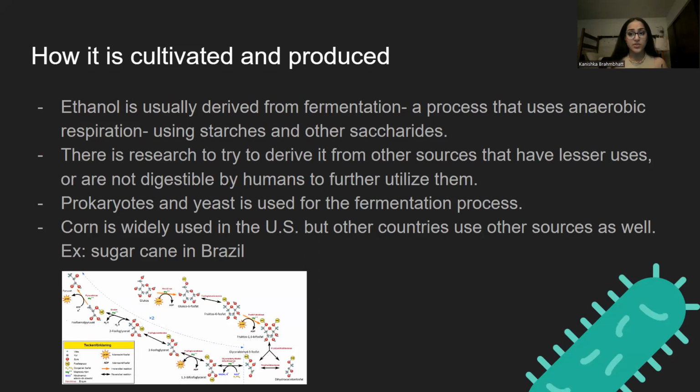Other countries do use other sources, such as sugarcane, which is more popular in Brazil, and wood chips are also used as a source that we do not actively use in other ways. And the process of glycolysis, a part of fermentation, is shown down below.